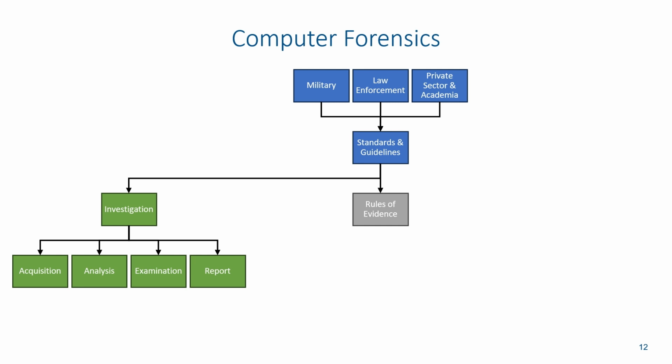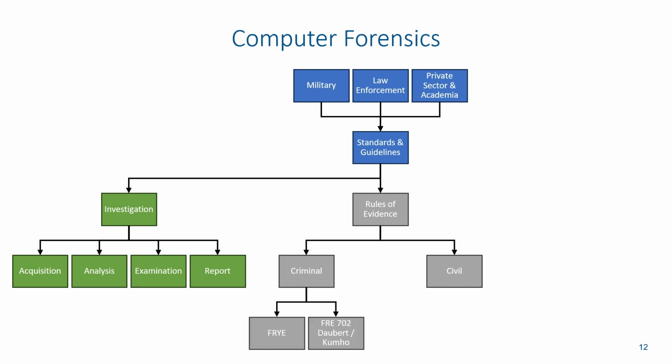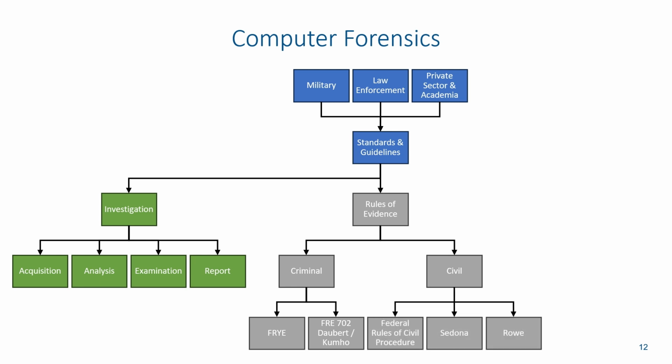Additionally, we need to look at the rules of evidence, and these are going to differ depending on whether this is criminal or civil. Under criminal, we have the Frye standard. With the Frye standard, evidence that is based on a scientific technique is admissible only where the technique is generally accepted as reliable in the scientific community. And then we have the FRE standard, which is the Federal Rules of Evidence that codifies law for United States federal courts. Under civil, we have the Federal Rules of Civil Procedure, which examines the methods, procedures, and practices used in civil cases.